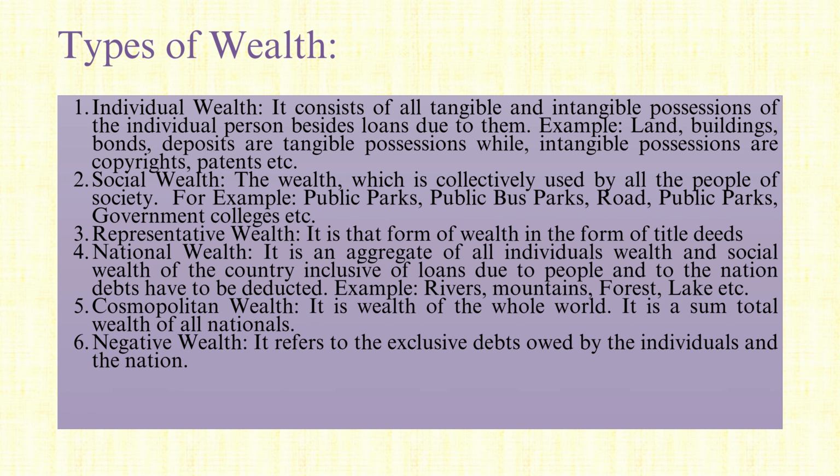Social wealth, on the other hand, is wealth that's collectively used by all members of society. This includes public parks, roads, government colleges, and public transportation. These resources benefit everyone in the community. For instance, a rural road that connects farmers to the market is social wealth because it helps all farmers in the area transport their goods.